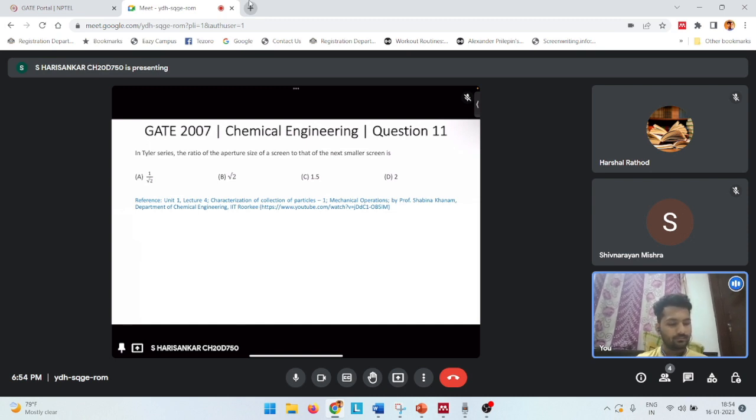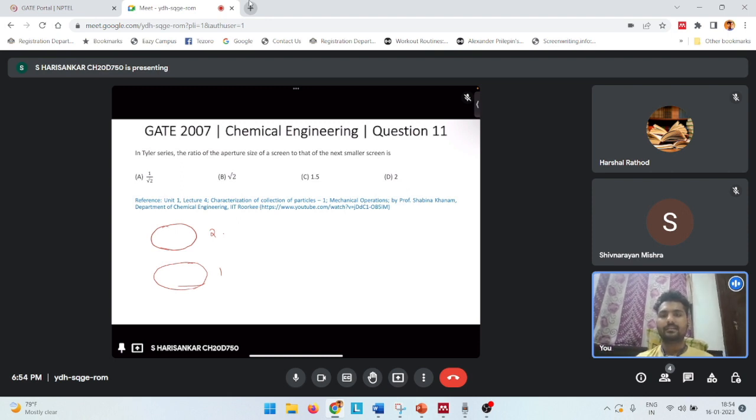So here let us take two meshes in the Taylor series, and these are adjacent sizes. So let's say this is size 1 and this is size 2. These are the adjacent sizes in a Taylor mesh series, and they want us to find what is the ratio of the aperture size of this screen to that of this screen. So let us just take these two screens.